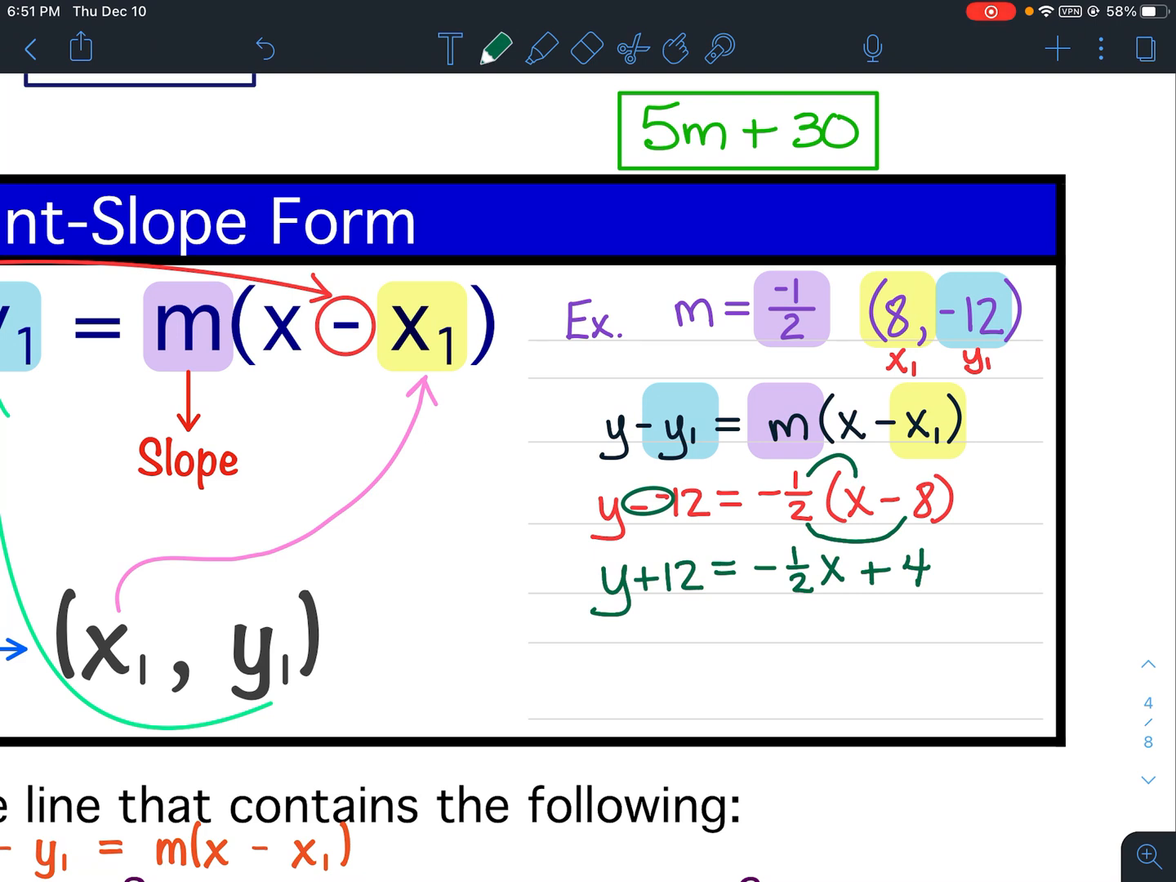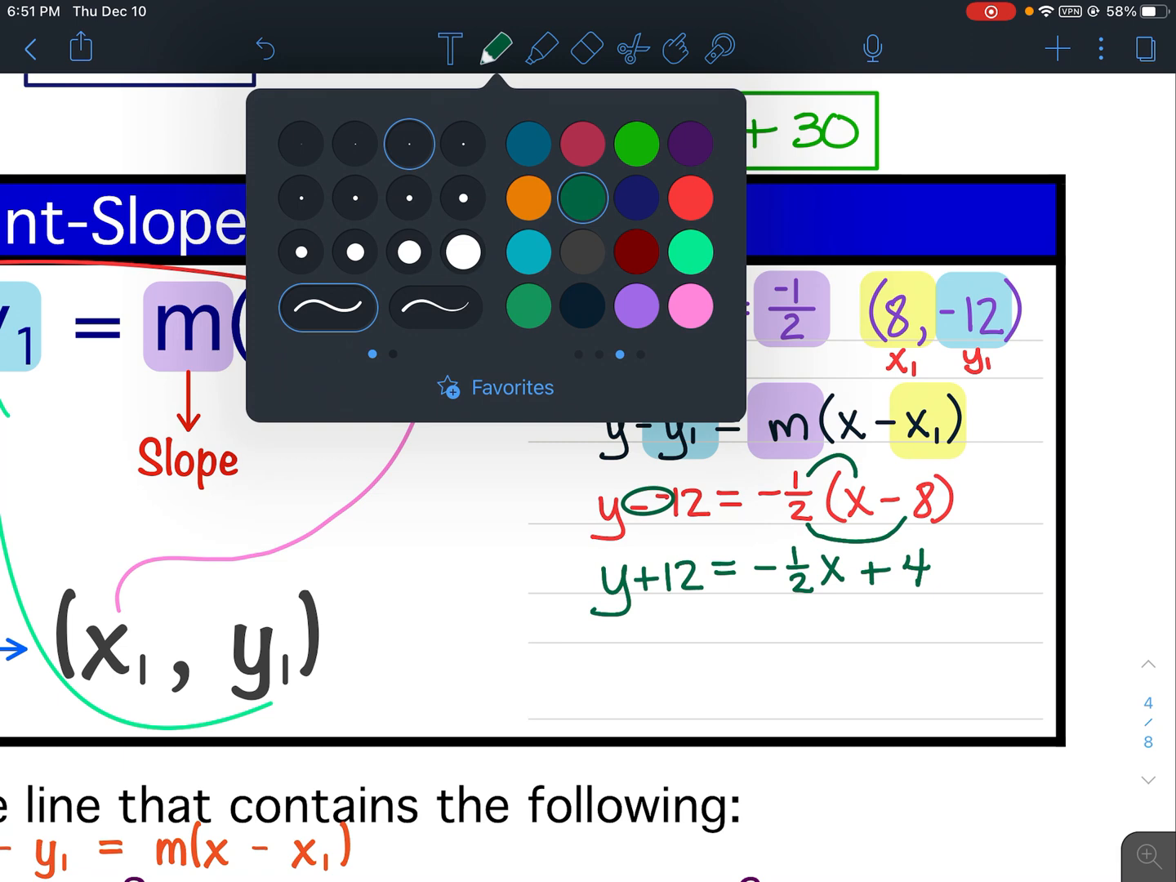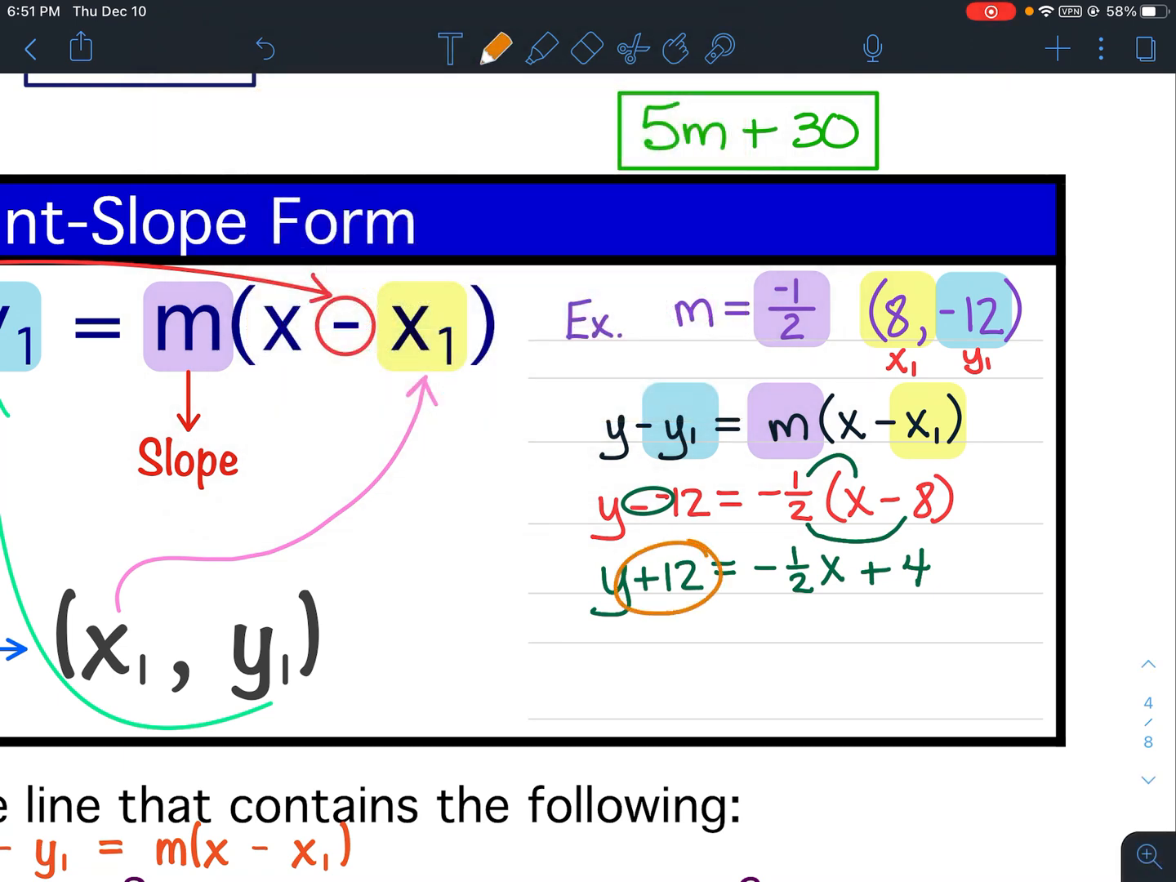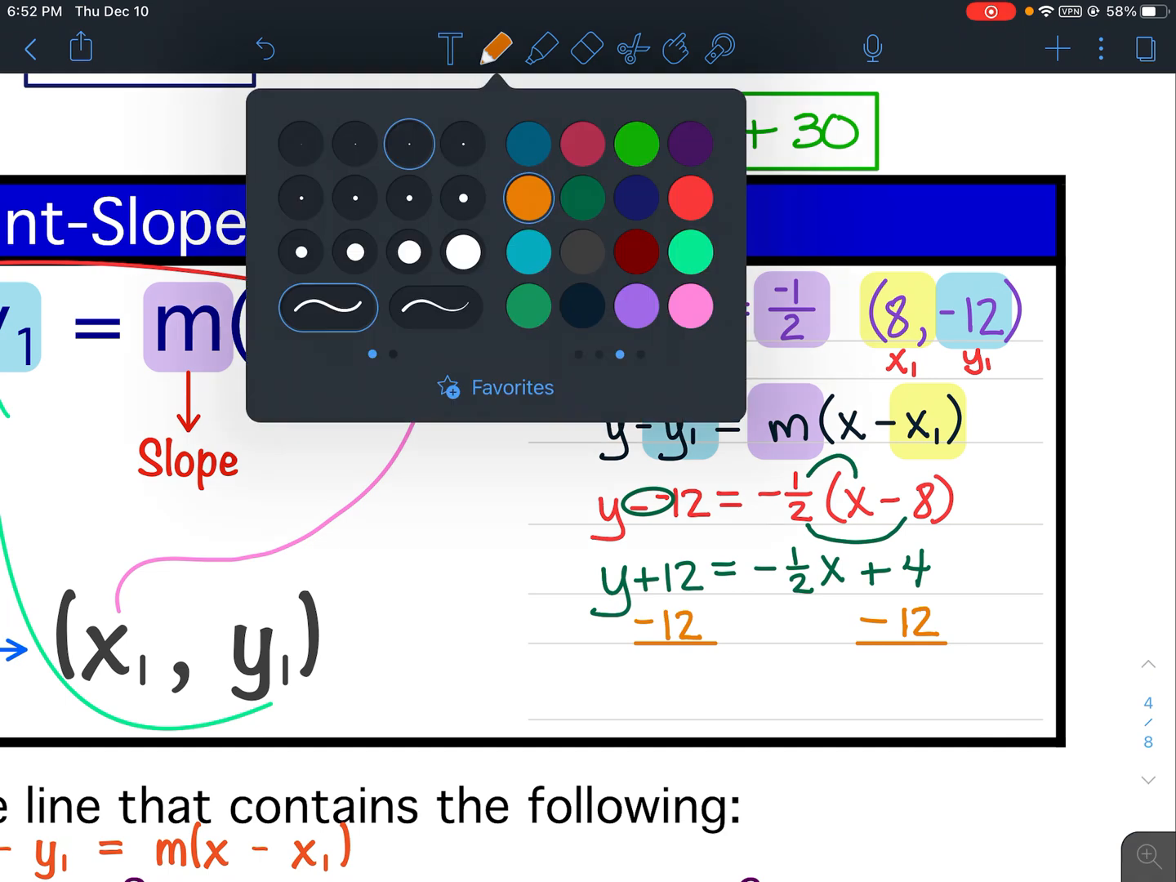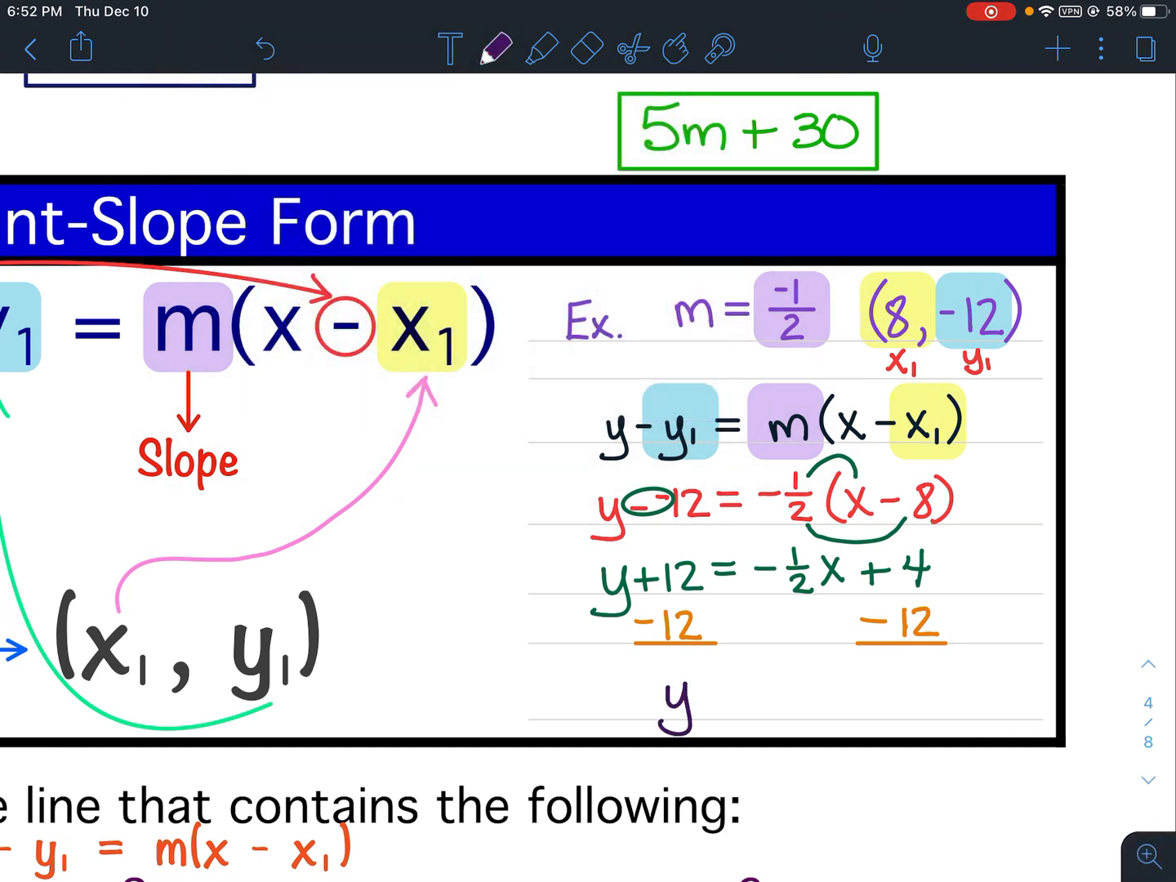Once you've done the distributive property, there's only one more step left to solve for y. I want to get y by itself, so I need to get rid of this plus 12. The opposite of positive 12 is negative 12. Now, where would I put negative 12 over here? Well, I wouldn't put it with the x term because they're not like terms. I would put it with the constant term. So then my final answer would be y equals negative 1/2 x, and 4 minus 12 is negative 8.